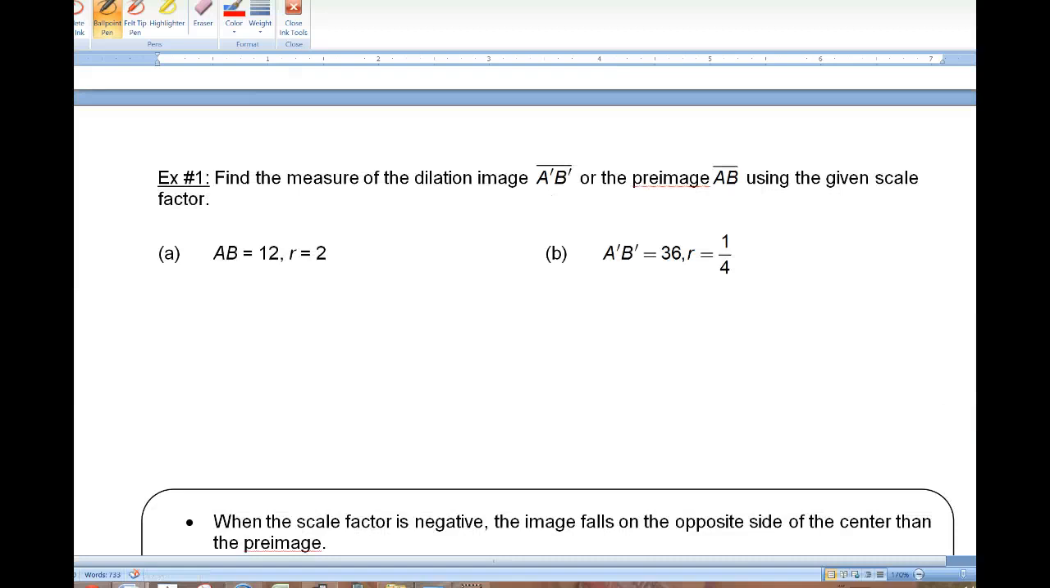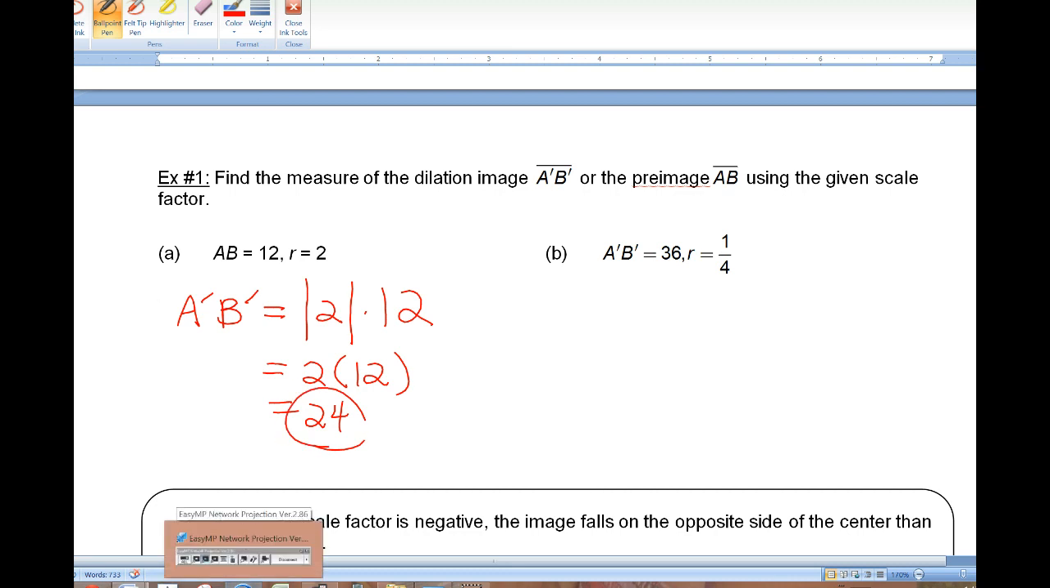Okay, this is what I'm talking about. This is probably the easiest thing. This, right here. I want to know the measure of the dilation image A prime B prime of the pre-image AB. So one we're working forward, one we're working backwards. So I want to know A prime B prime. Remember, what was the rule? It was the absolute value of the scale factor times the original. What's the absolute value of 2? 2. So 2 times 12 is 24. That's it.